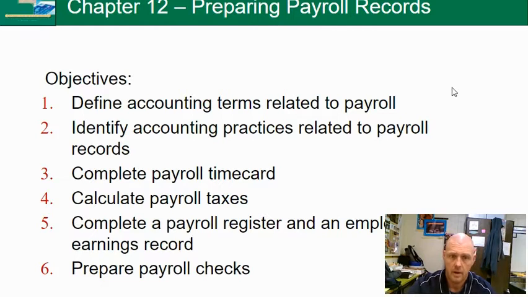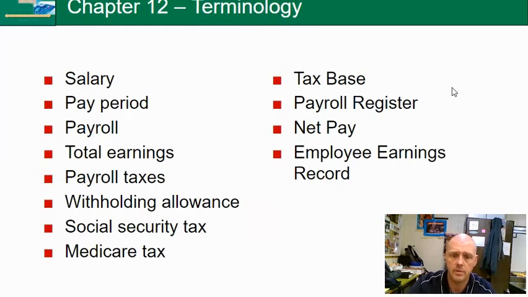We take a look at our key terms, ideas that we're going to talk about. We're going to talk about salary. We're going to talk about pay period. We're going to talk about payroll, total earnings, payroll taxes, withholding allowance, Social Security tax, Medicare tax. We're going to talk about a tax base. At some chunk of time, you will not be expected to pay some taxes. Payroll register, net pay, and an employee's earnings record.